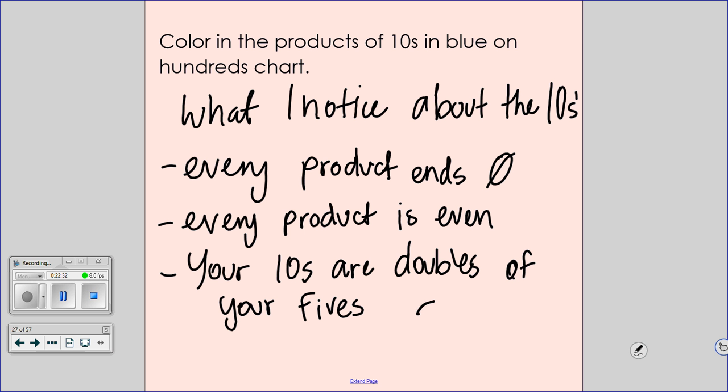Let's pretend I want to know 10 times 4. And for some reason, I've forgotten how to skip count. But I know 5 times 4: 5, 10, 15, 20. 5 times 4 is 20. If my 10s are doubles, double 20 to figure out my 10. What is 20 doubled? Jackson, what's 20 doubled? 40.